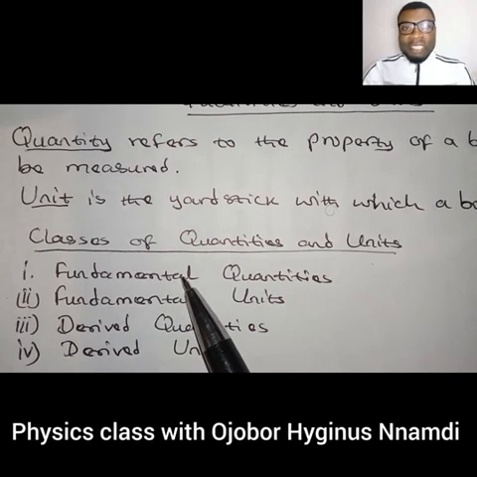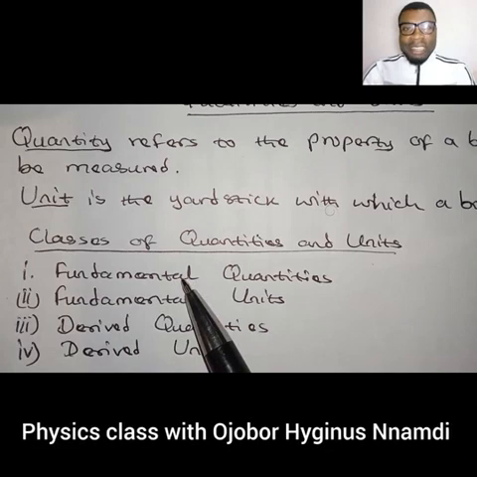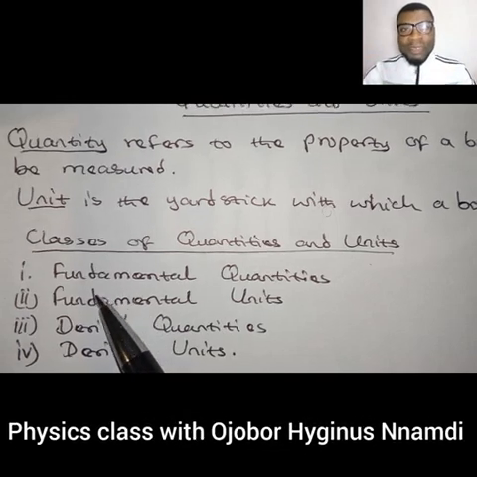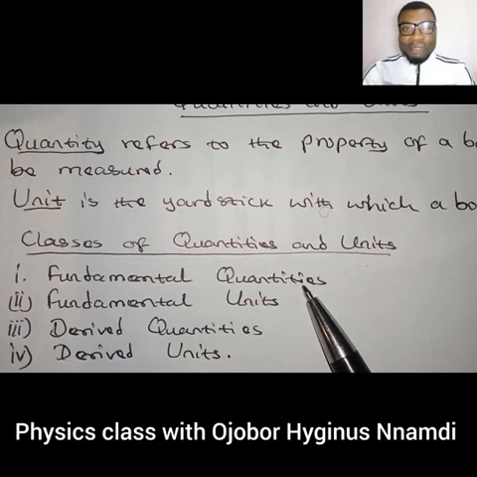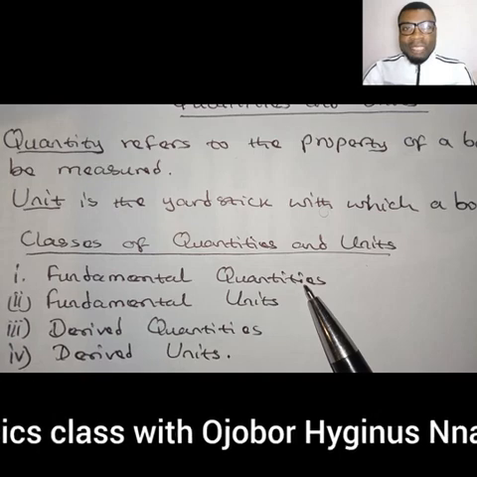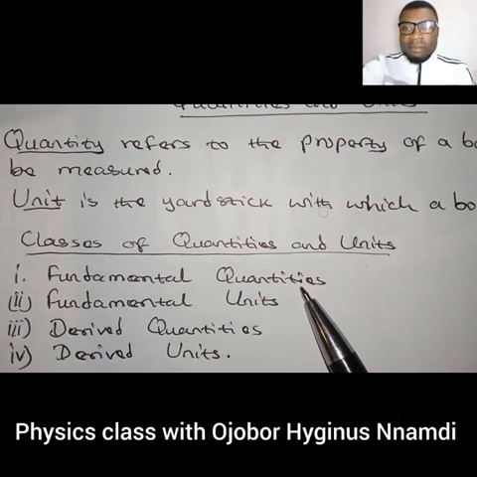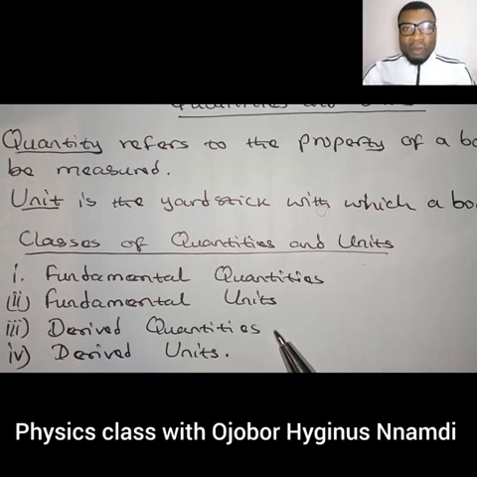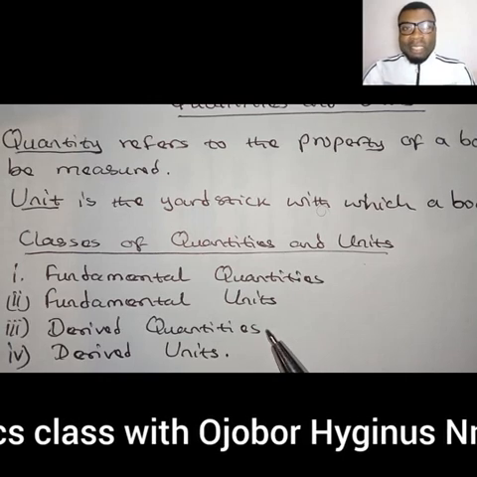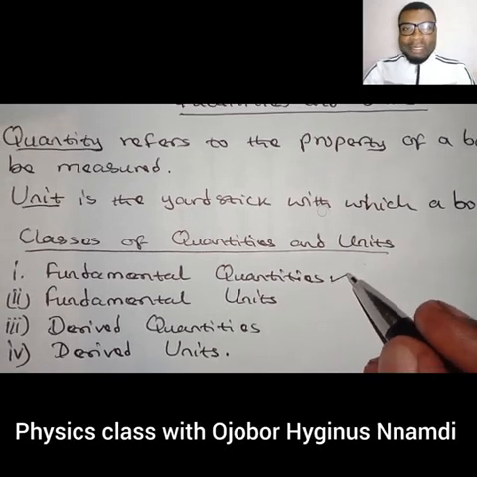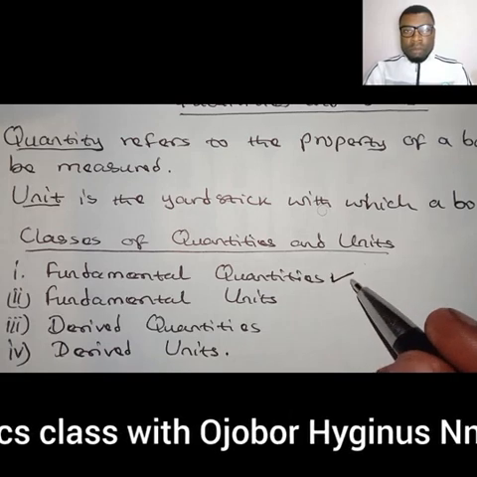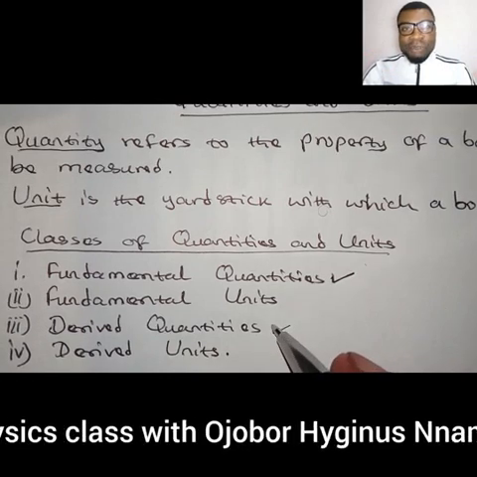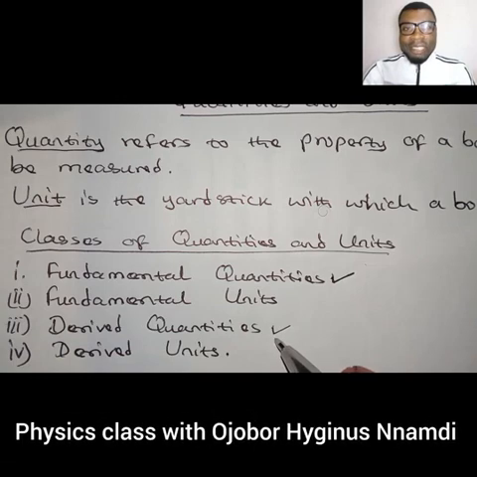The word fundamental, from our basic knowledge of English, means basics. It means the start that is independent. So from the word, we can say that fundamental quantities are those quantities that are independent of any other quantity. They exist independently. They do not exist by a combination of any quantity. While derived quantities are those quantities that are gotten by the combination of two or more fundamental quantities. I repeat, fundamental quantities are independent of any other quantity, while derived quantities are gotten by the combination of two or more fundamental quantities.